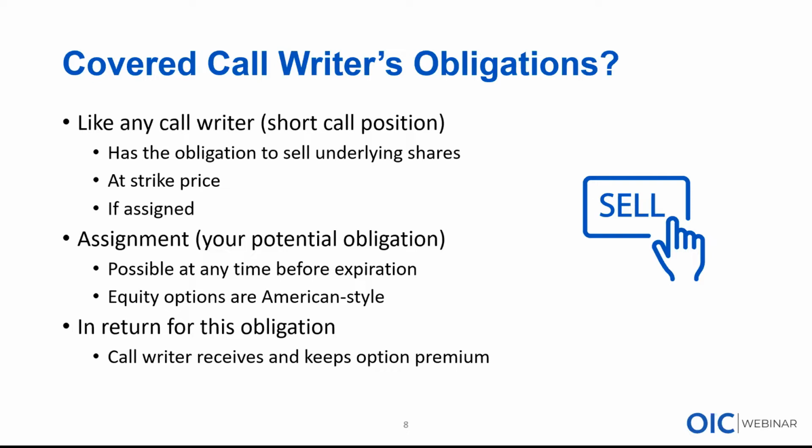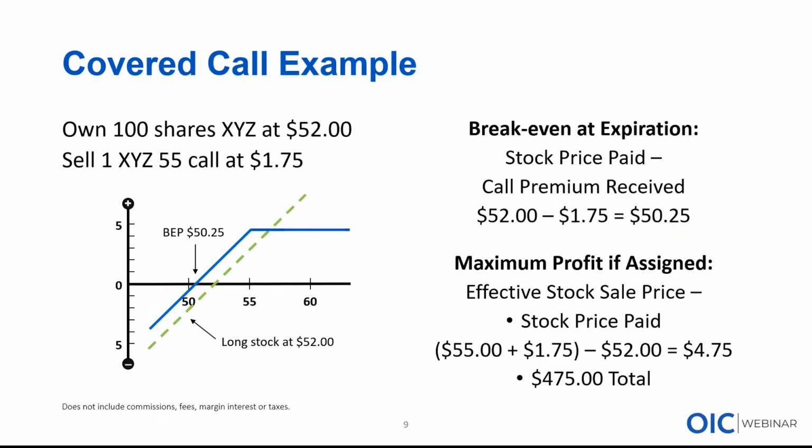Now, for all the strategies today, the best way to look and analyze a strategy is to see the profit and loss chart and look at an example. So here we have the stock at 52, and the example is to sell the 55 strike call option for $1.75. That's why we're selling this option. That's why we're executing the covered call, to get $175, because each call option represents 100 shares priced on a per share basis.